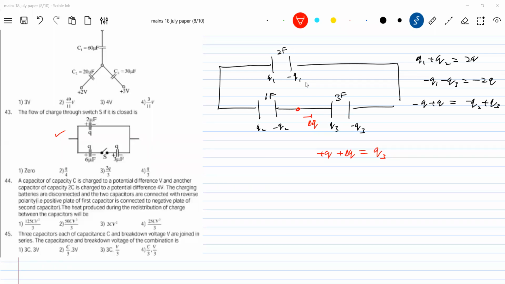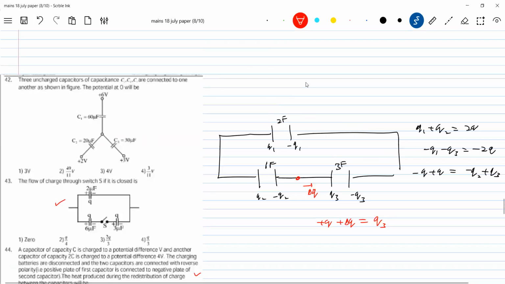We have discussed this reverse polarity of charges. Check my notes, maybe the diagrams are not there. This is what you might find difficult here. They're connected with reverse polarity. Just now I discussed one problem prior to that, the same idea. This is based on KVL.